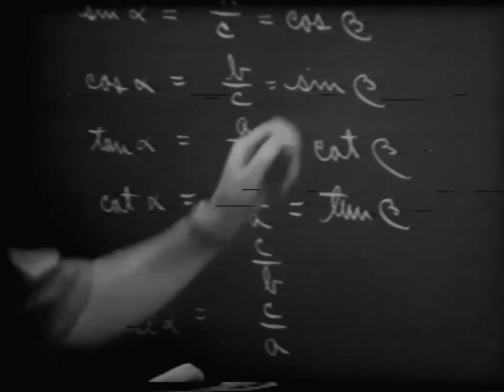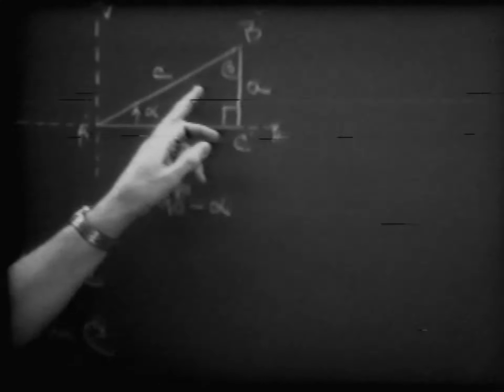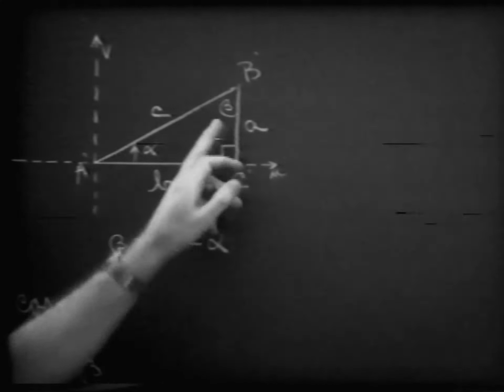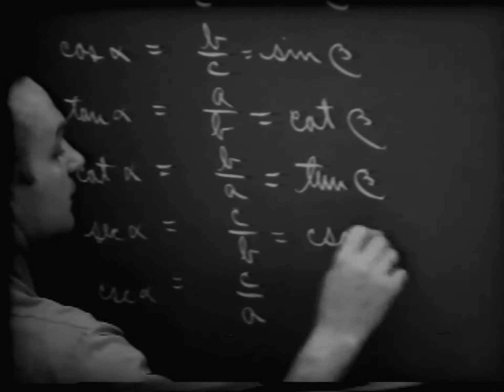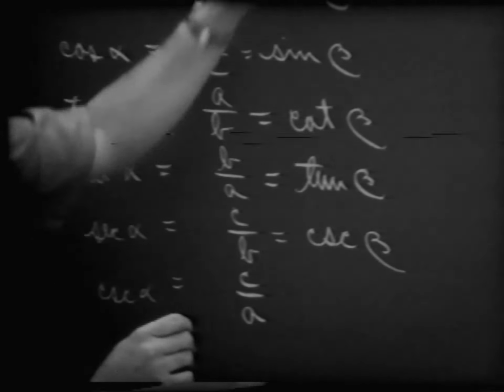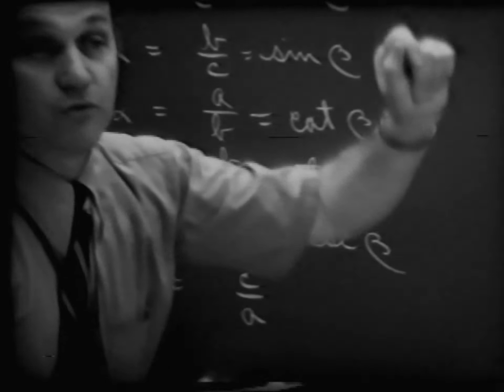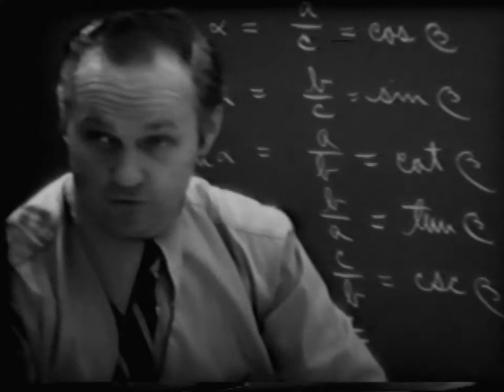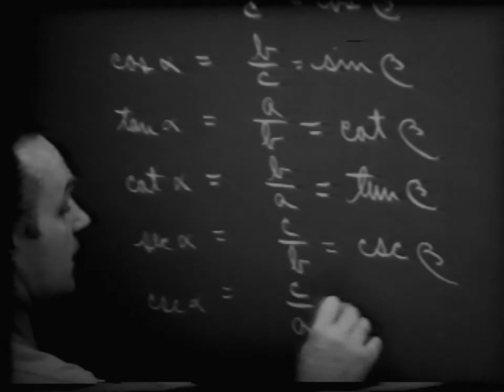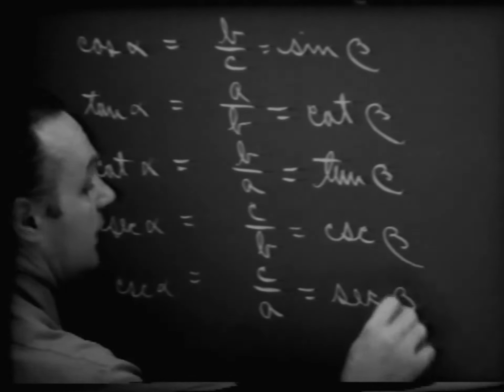How about C over B? C over B in relation to angle beta is a name for the cosecant, CSC of beta. And also then C over A would be a name for what? That's a name for, Tim? Secant. The secant. And this then is the secant of angle beta.